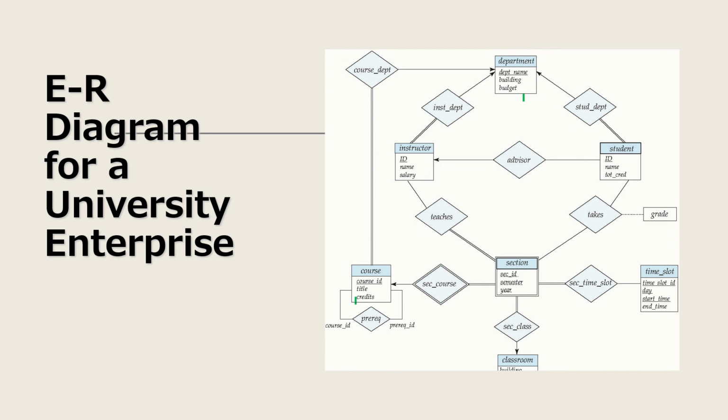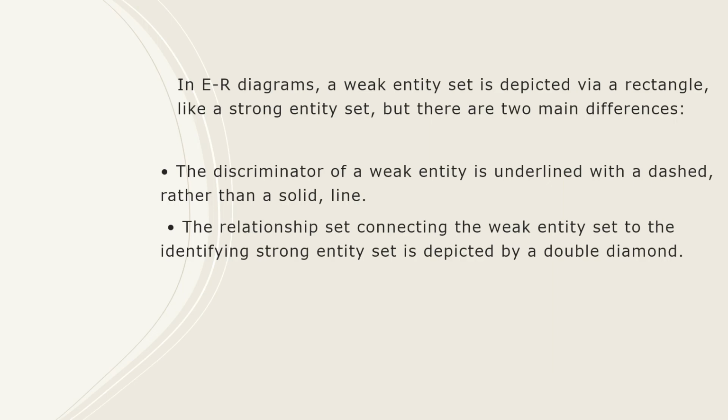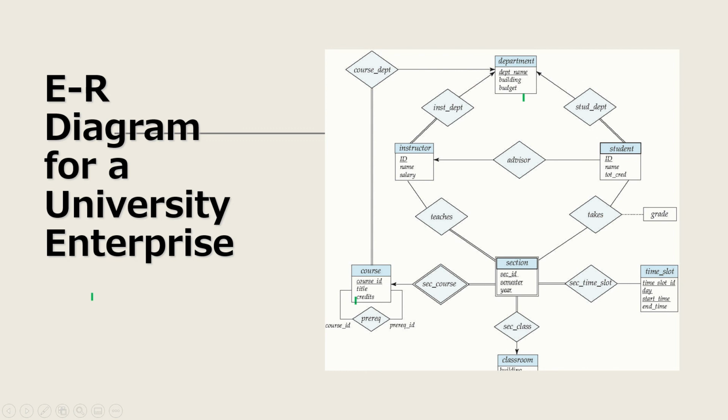So this is a weak entity, and this is a strong entity. In this relationship, this is a total participation. This is the identifying entity set, and this is the identifying relationship set. So the communication from section to any other entity set will be from weak to strong entity. This is how to draw an ER diagram, and this is an example of an ER diagram for a university enterprise. In this manner you can study different ER diagrams.